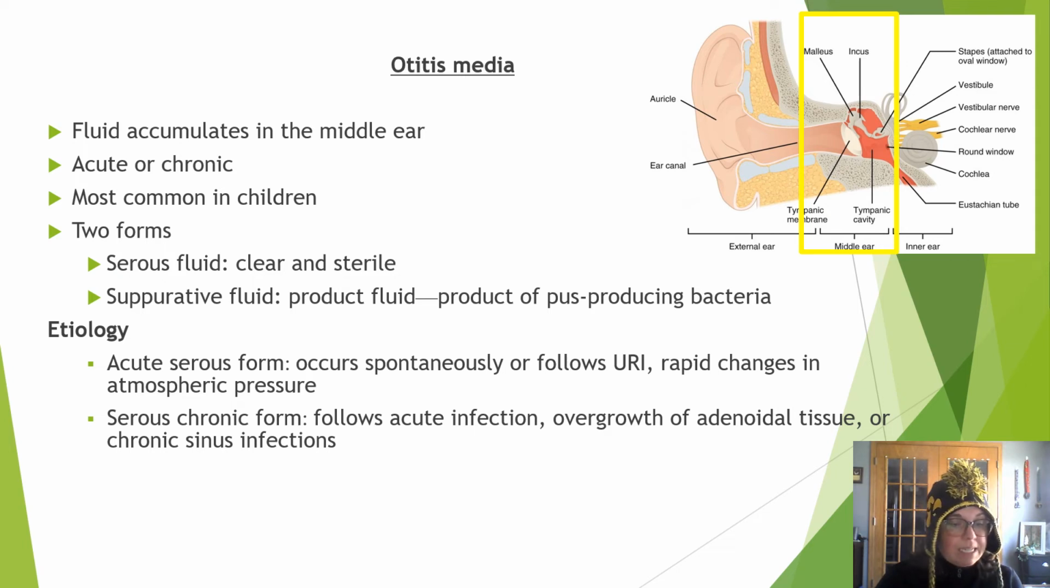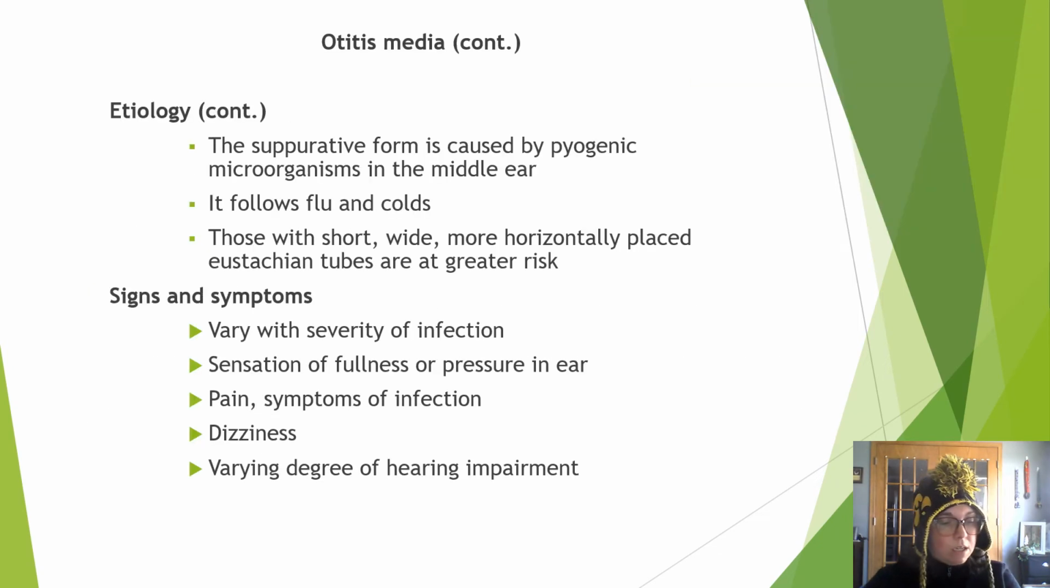can occur spontaneously or can even follow an upper respiratory infection or rapid changes in atmospheric pressure. The serous chronic form tends to follow an acute infection, overgrowth of the adenoidal tissue, or chronic sinus infections. All right, to continue with otitis media etiology, let's talk about the suppurative form. This is caused by the pyogenic microorganisms in the middle ear. It tends to follow after flus or colds.